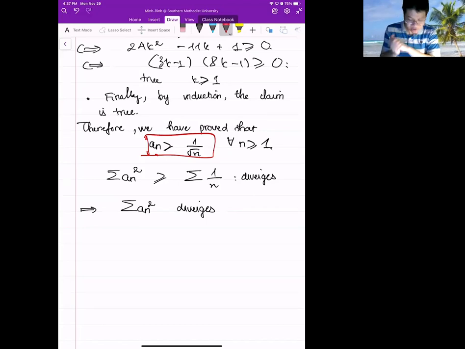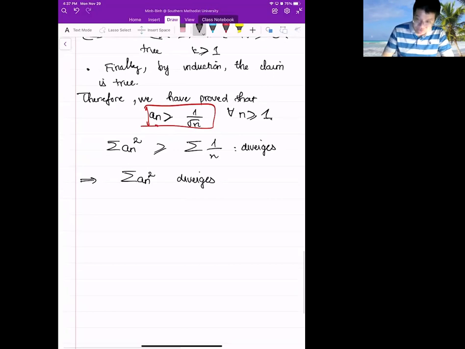And from the sine function, you can prove that a_n is bigger than 1 over square root of n, right? All right, so the second problem that I want to consider is problem number 2, B2.